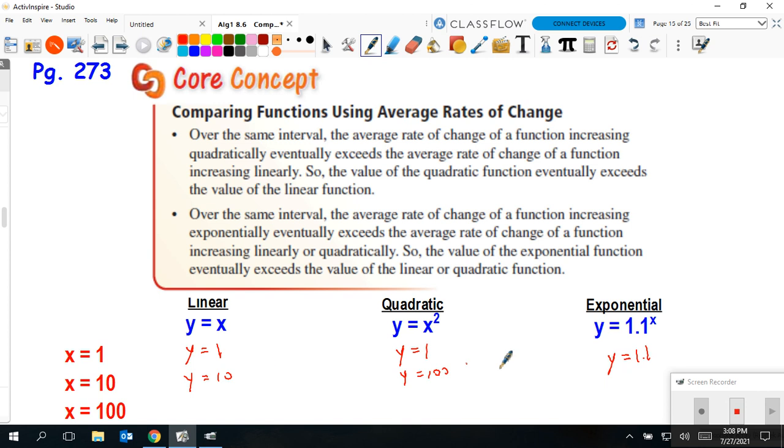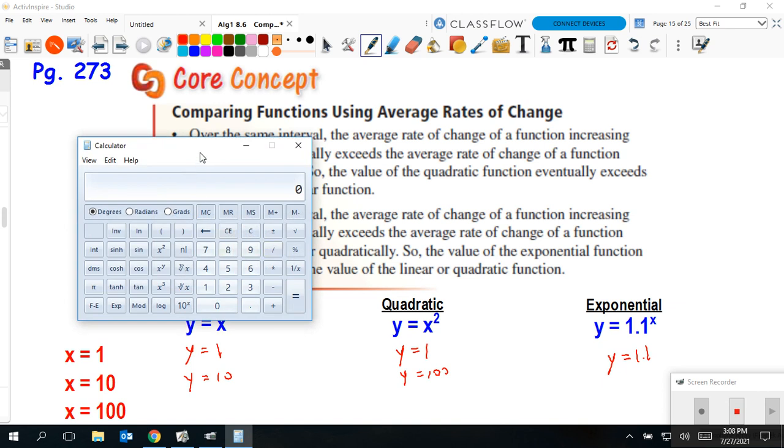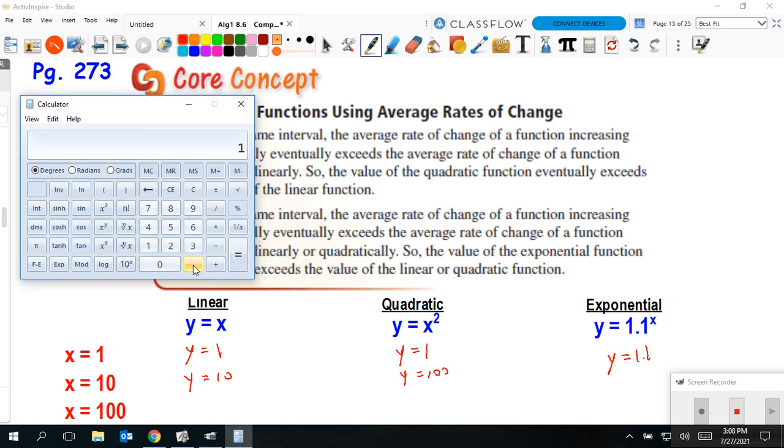After 10 days, now here's where I'm going to have to use a calculator. Let me bring this up. So it's going to be 1.1, and then we're going to raise it to the 10th power, and equals 2.59.